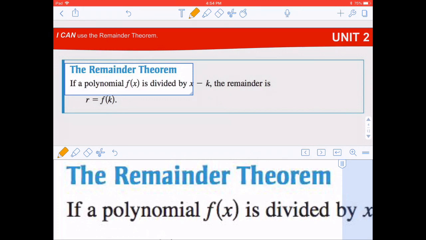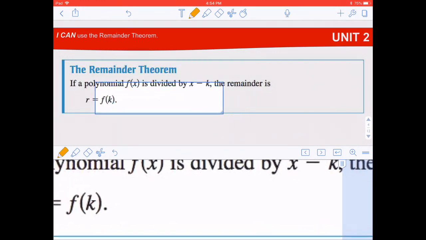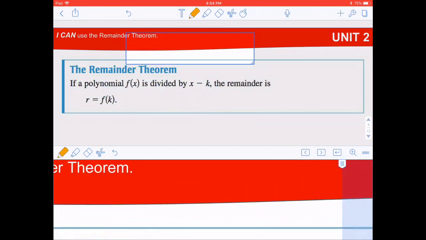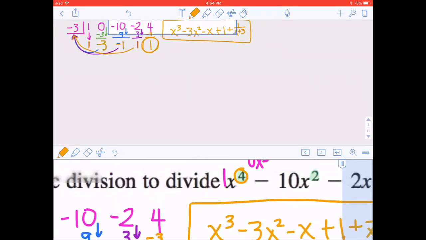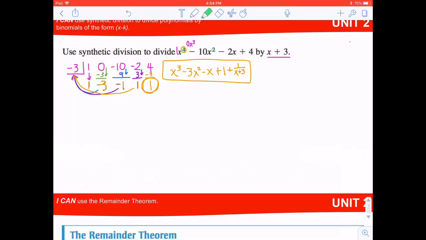Then we move on to the remainder theorem. So the remainder theorem, simply put, is, if we go back over here to our example, whatever your remainder here is, then this tells you, because we are dividing by negative 3 here, then f of negative 3 is equal to 1. All right, let's prove it.